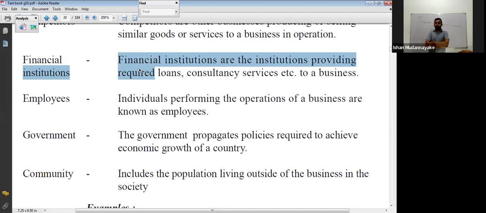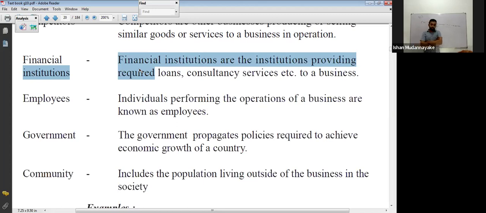Let's say Himandi got a loan from Sampath Bank. After getting the loan from Sampath Bank, Himandi agreed to pay a monthly installment to the Sampath Bank for the bank loan. And then monthly Himandi needs to repay the bank loan. Okay, that is the duty of the customer. If you want money, you can get loans from a financial organization, and then your duty is to repay the obtained loan on time.